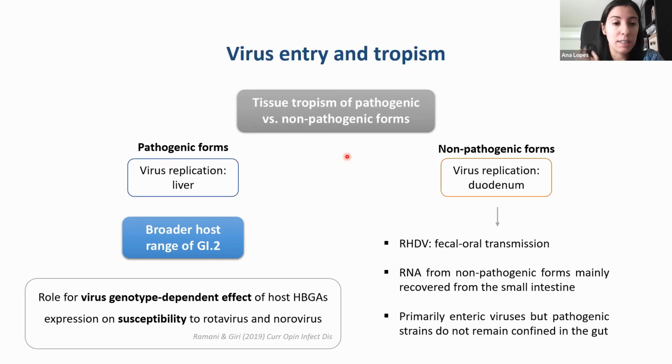And previous studies on these enteric or non-enteric viruses supported the role of histo-blood group antigens and of a virus genotype-dependent effect of its expression on susceptibility to virus. And that's what prompted our study to see if there is a correlation between the host glycan expression and the virus attachment to cells. So what do we know about lagovirus attachment to cells?